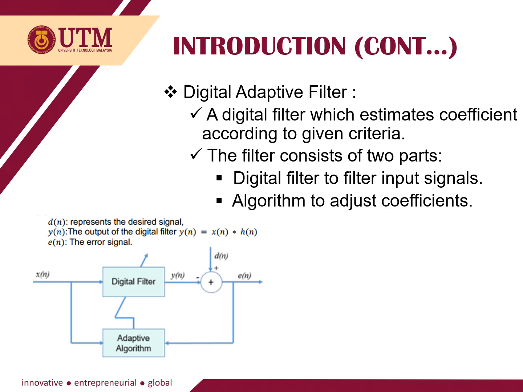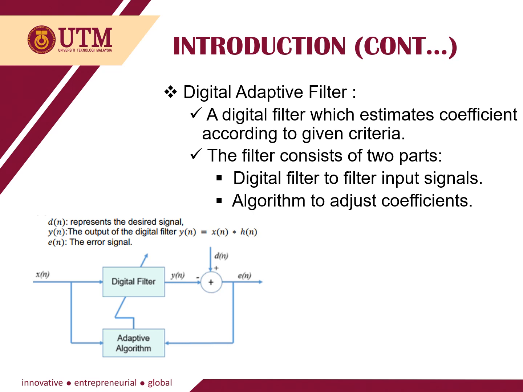So first, I will explain what a digital adaptive filter is. An adaptive filter is a digital filter which estimates the coefficients of the filter according to a given criterion, where the criterion here is referring to the desired signal. So the filter consists of two parts. The first part is a digital filter which is used to filter input signals, and the second part is the adaptive algorithm which will adjust the filter coefficients. I will explain more based on this diagram.